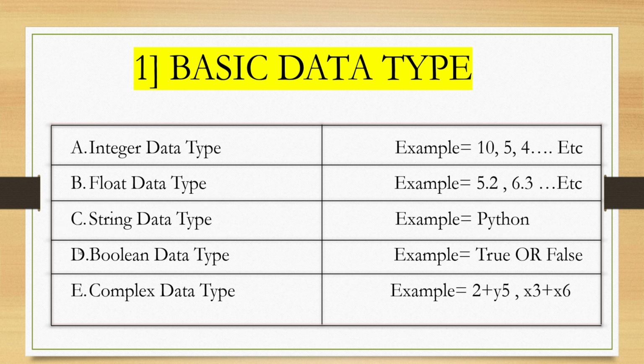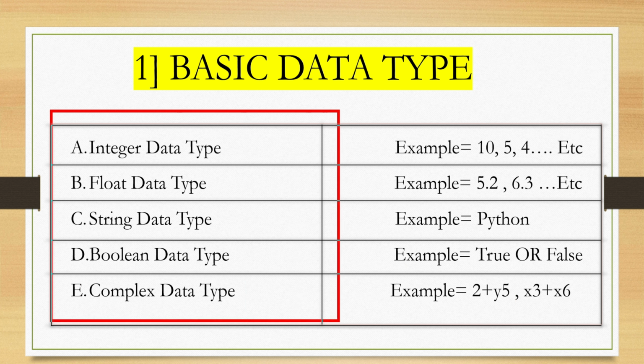The fourth data type is Boolean. Boolean data type contains only two values: either true or false. It is called Boolean data type. And the fifth type is the complex data type. Complex data type can contain a whole number, a decimal number, or text. These are called complex data types. These are all basic data types.